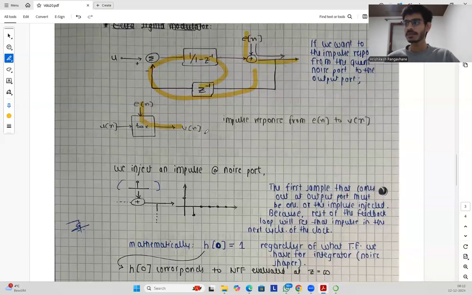will see the impulse in the next cycle of the clock, because we are dealing with samples. It is not a continuous domain anymore. So there will be a delay from the quantizer itself, and due to that delay, the whole feedback will see this impulse after one cycle of the clock, or basically the next cycle. But when we talk about that particular clock, the first sample that comes out at the output port must be 1, or basically the impulse which is injected, regardless of whatever transfer function we have over here, because this will be activated after the delay.